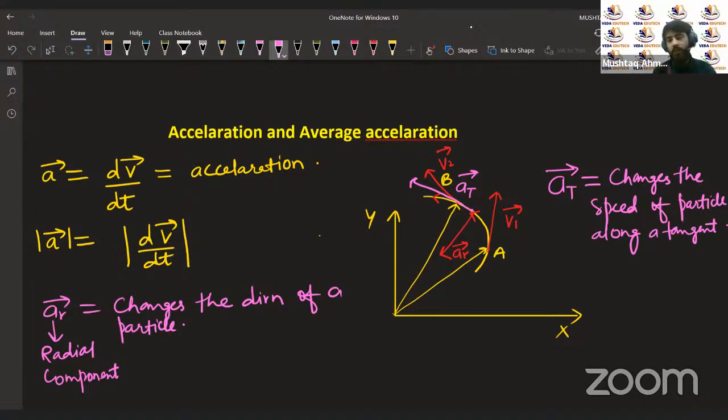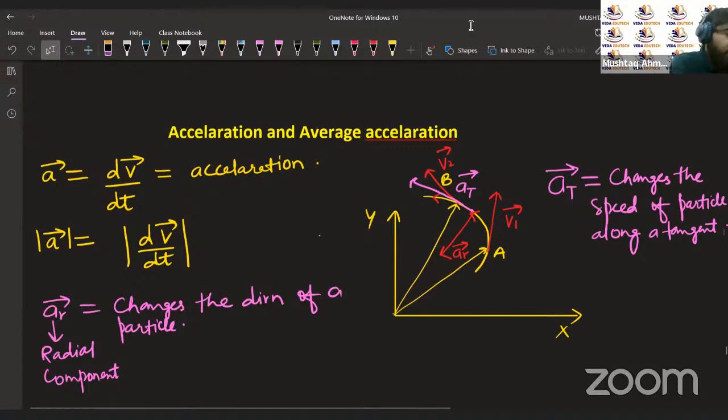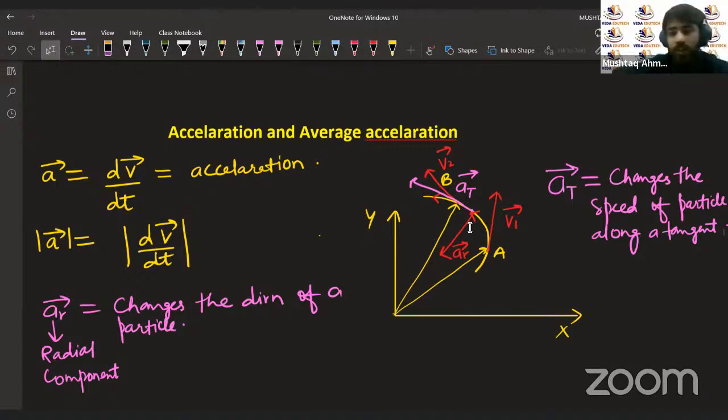So if only the magnitude of the velocity is changing, then we can say that the radial component is zero, right? Because the radial component is not changing any direction. If only the direction is changing, the tangential speed is not changing, or I mean to say that the speed of this particle is not changing, then we can say that there is no tangential component, right? The tangential component is zero, right?